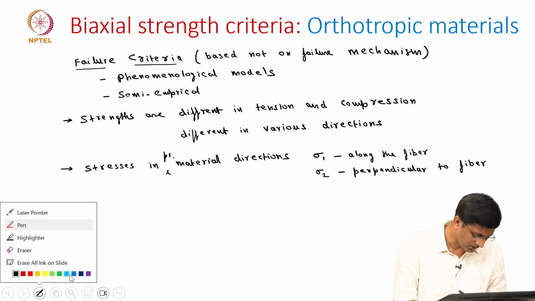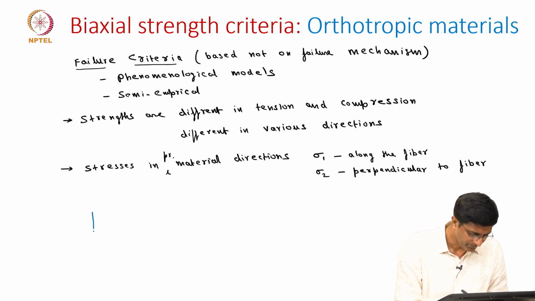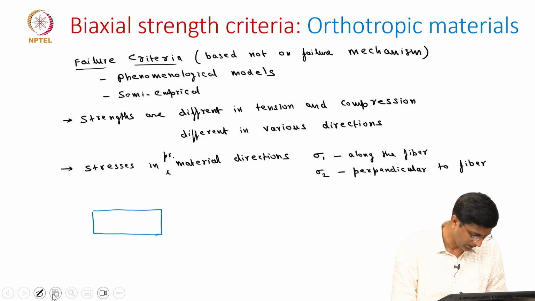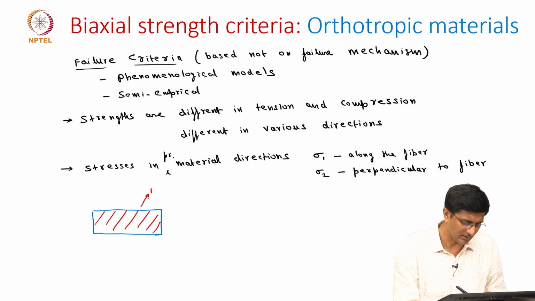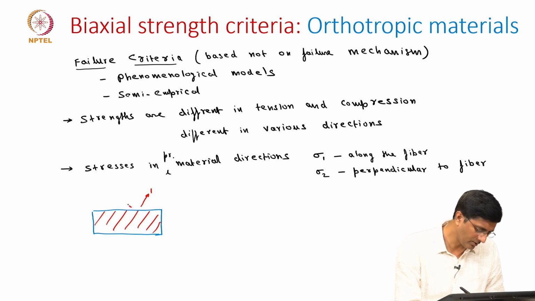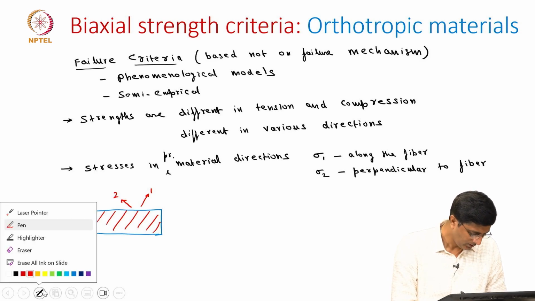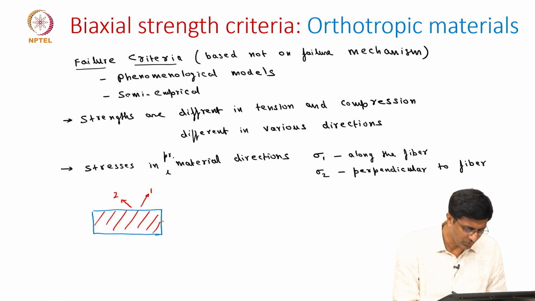Let's say we take a composite lamina, and let's say these fibers are oriented at an angle such that along the fibers we define it as direction 1, and perpendicular to the fibers we define as direction 2. And let's say here the loading is uniaxial along the body coordinates. So let's say this is sigma x.